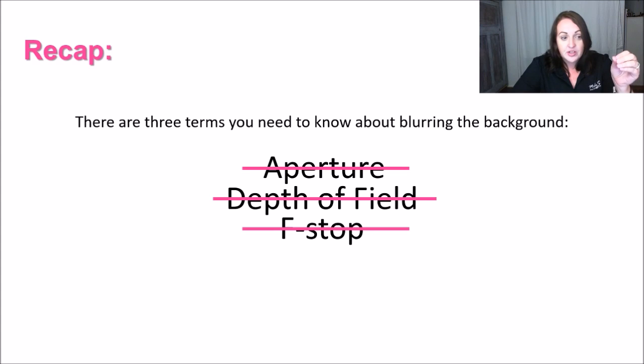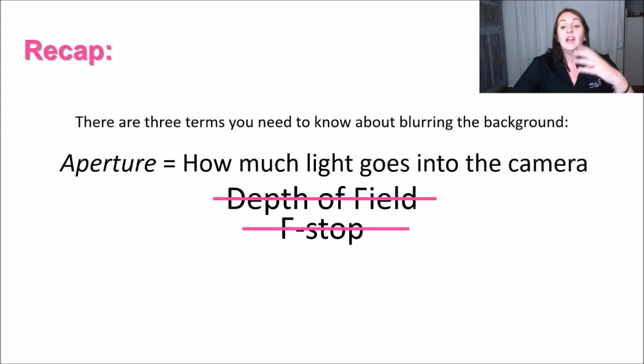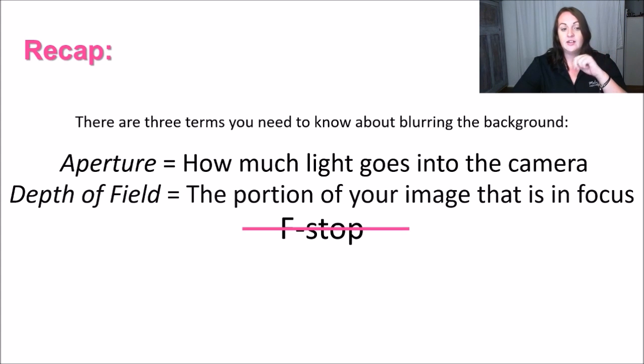So they're the terms you need to know. We'll recap them real quick. Aperture, just how much light goes into your camera. You only really need to know that because it's the name of a setting on your camera. Now your depth of field is the portion of your image that is in focus.